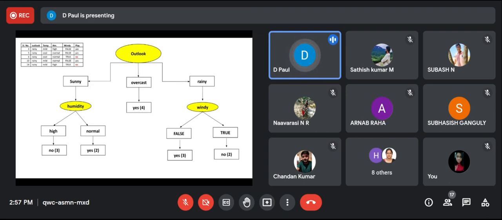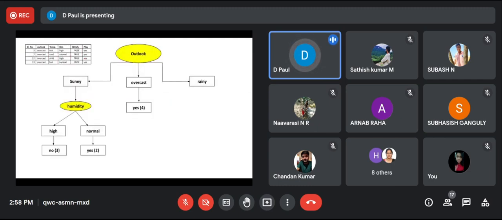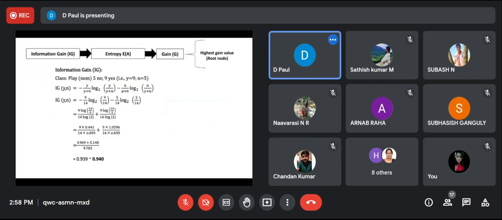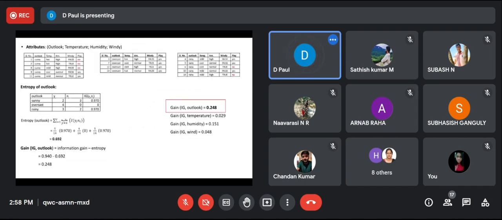So what it does is first calculate the information gain, then calculate the entropy, then calculate the gain. The highest gain value is kept as a node.